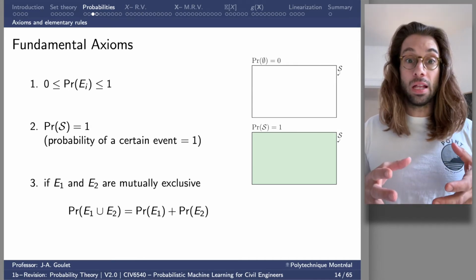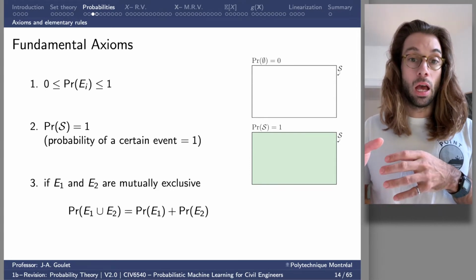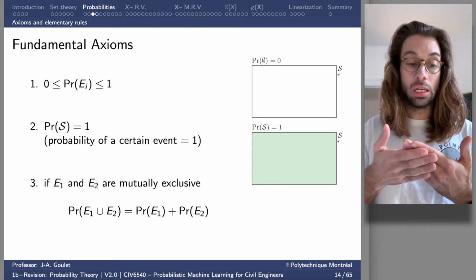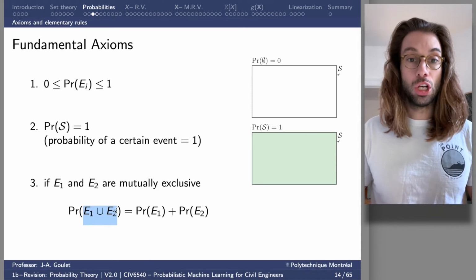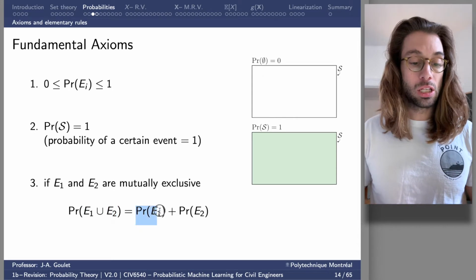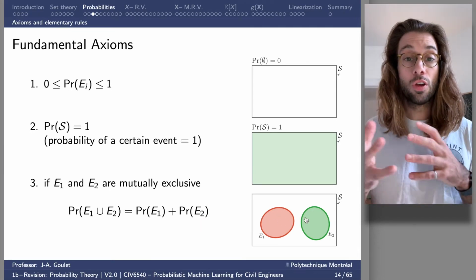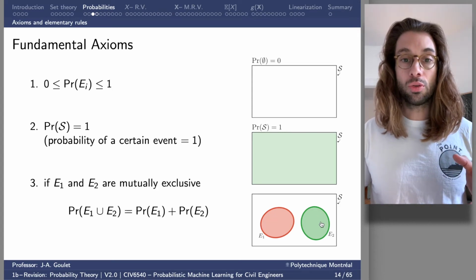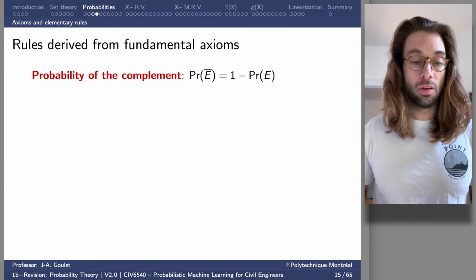If we have two events, E1 and E2, which are mutually exclusive, it means that there's no possible intersection. They cannot happen simultaneously. In that case, the probability for the union of event 1 and event 2 is going to be given by the sum of the probability for each event. So for instance, we have two events which are mutually exclusive, no intersection. The probability for event E1 or event E2 occurring, since both cannot occur at the same time, is the sum of the probability for each event.